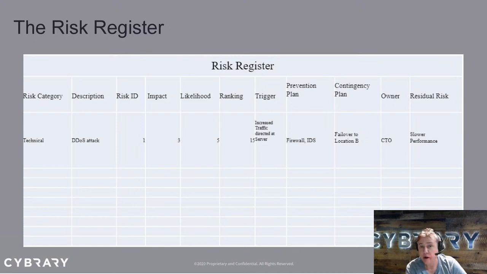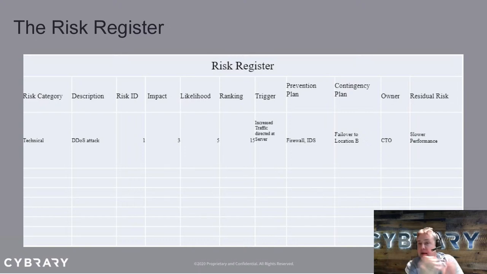You notice I have a trigger. That triggers what we watch for to get an indication that the risk is going to materialize. All right, and then I have a proactive strategy and a reactive strategy. How to prevent this risk event from happening, but if it does happen, my contingency is what I do about it. And then notice I also assign an owner to the risk.